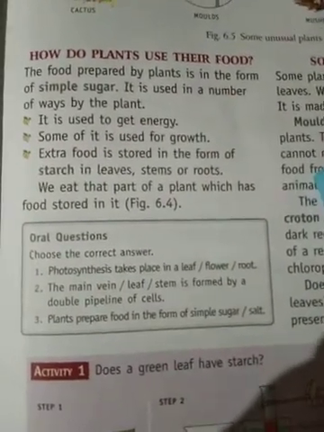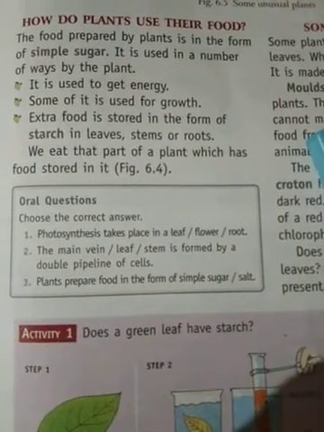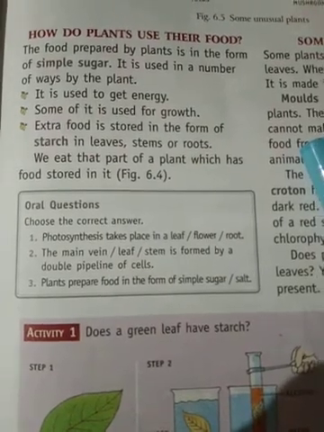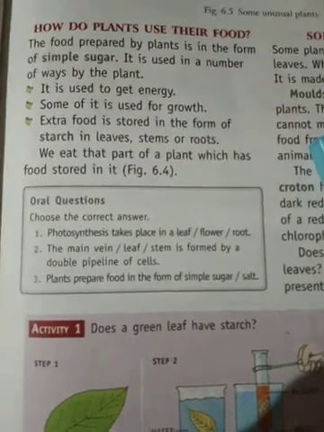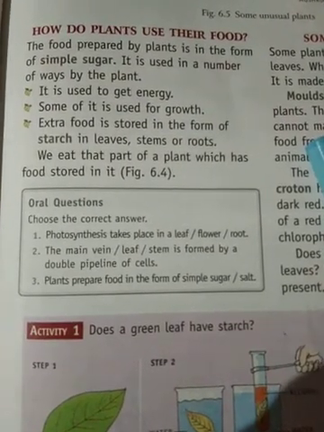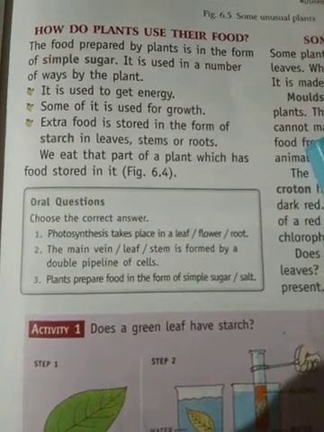Now a few oral questions are given. I hope you will answer them. For the first question, photosynthesis takes place in a leaf, flower or root. Definitely its answer should be leaf. The main vein, leaf, stem is formed by a double pipeline of cells. Definitely, what is it? Leaf.